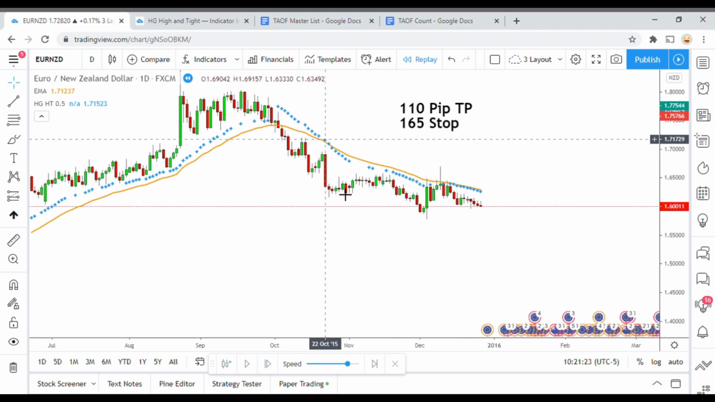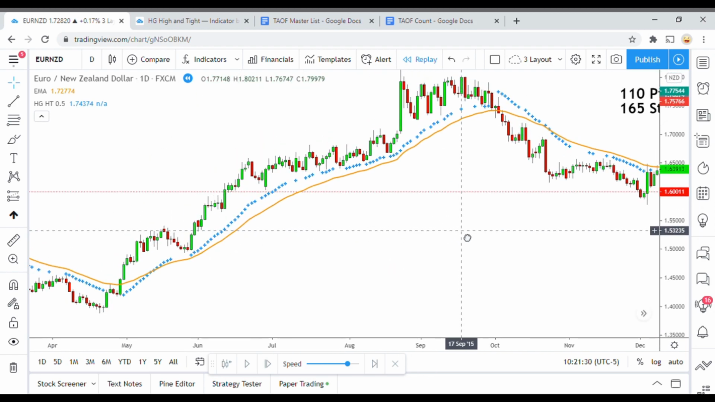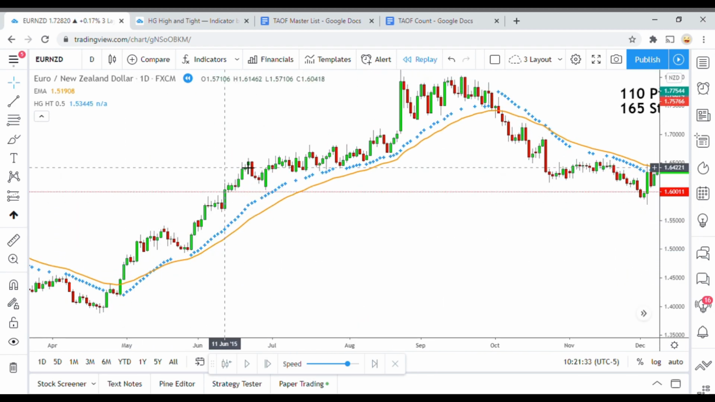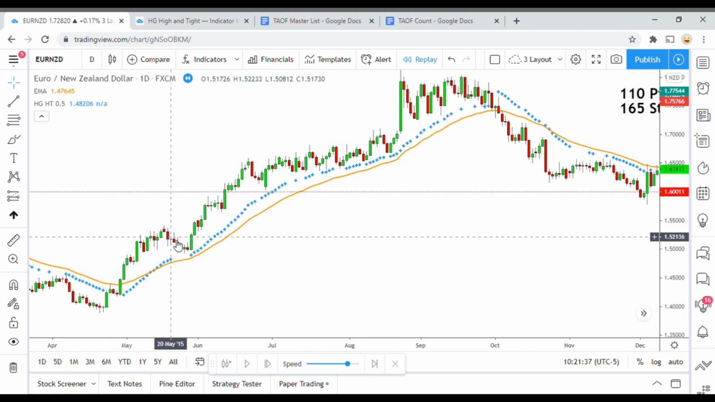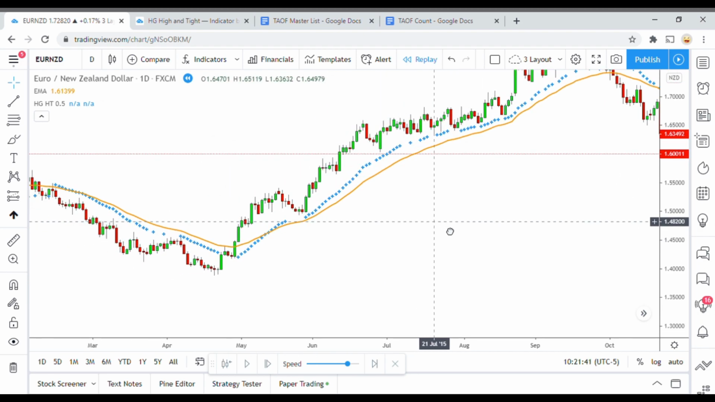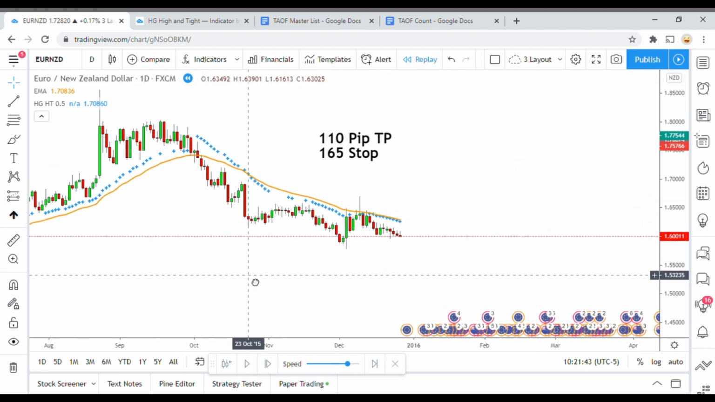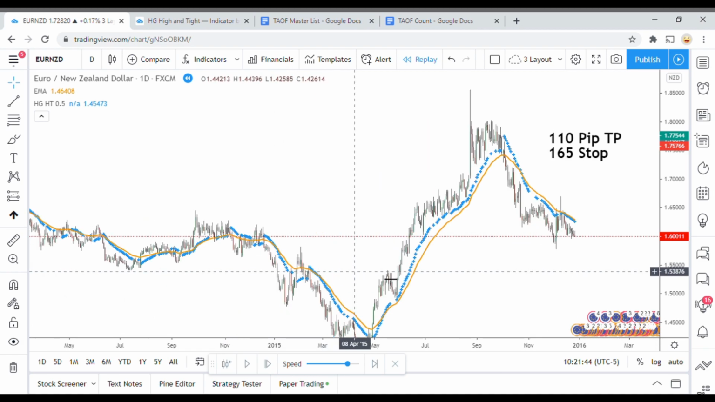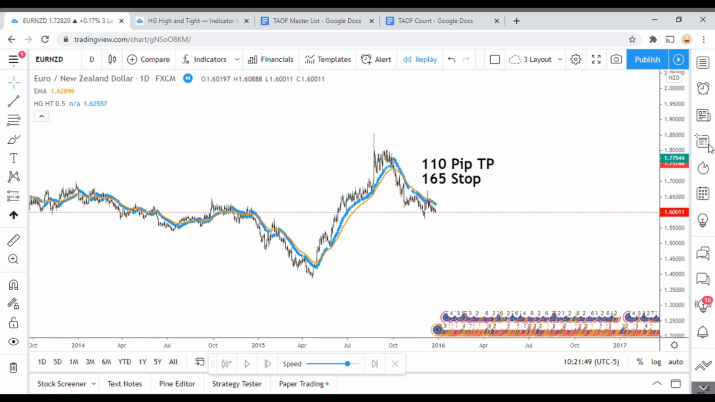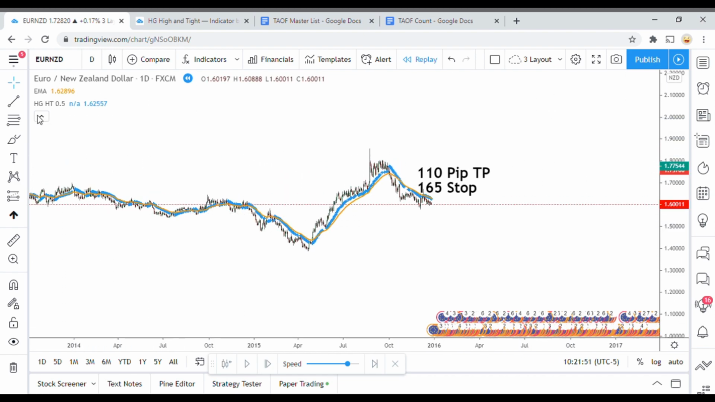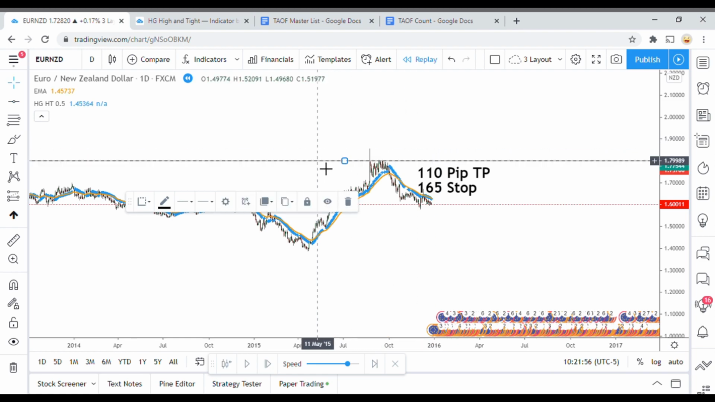And so when price action is trading below the moving average, we're looking for only short signals from the high and tight. When price action is trading above the moving average, we're only looking for longs from the high and tight. Makes sense? And so that's pretty much the setup that we have here. That's what we're going to be looking for. I'm going to go ahead and draw out some support and resistance lines here.